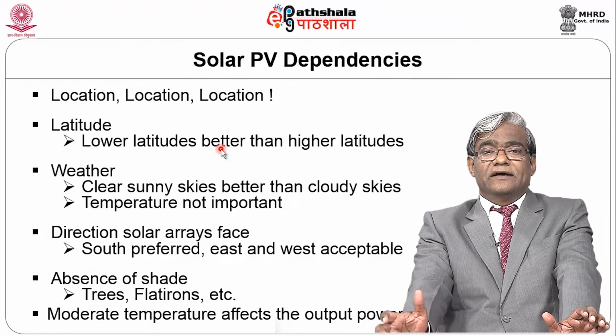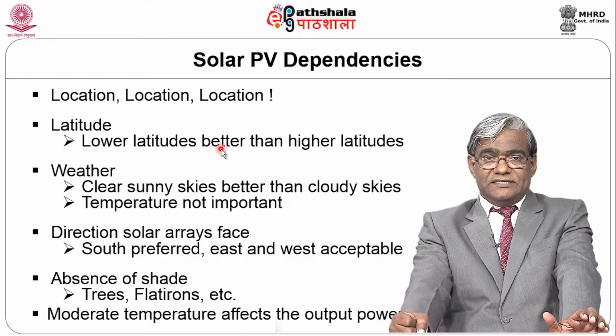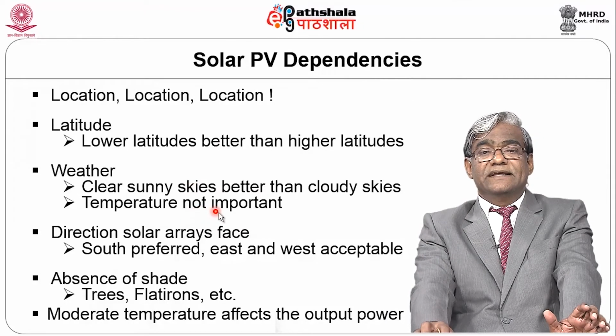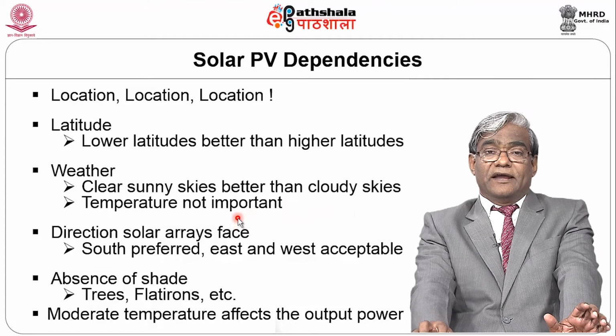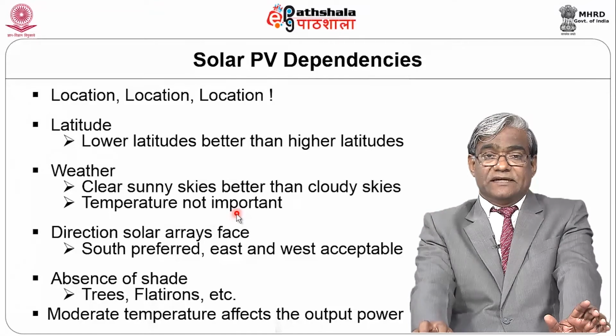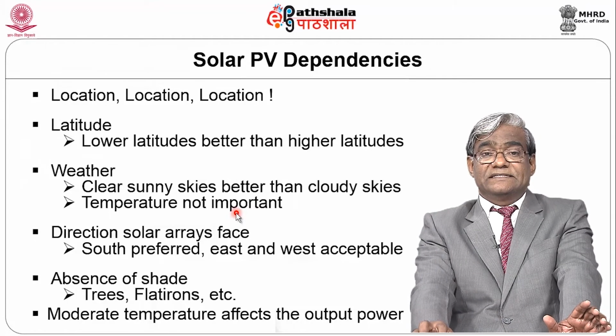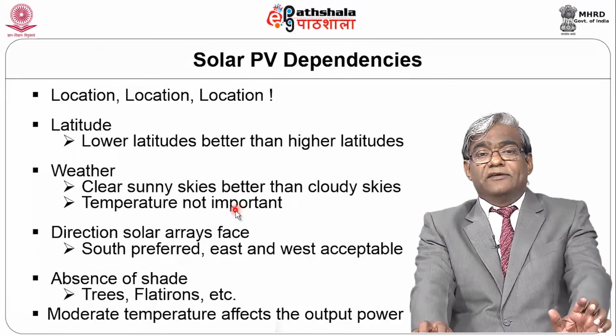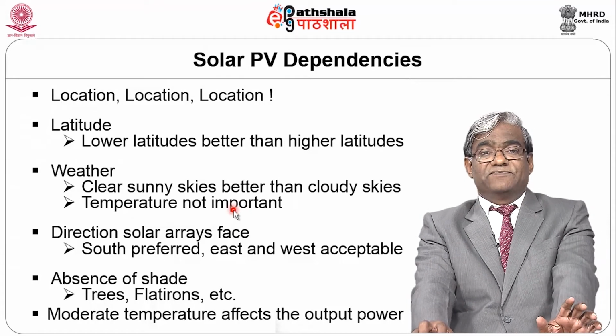So that it gets solar energy in the maximum time of the day, and the weather, the clear sunny skies better than the cloudy skies. Temperature is not important here, and the temperature is needed for heat application, that is solar thermal applications, and there the heat energy is utilized. In the solar photovoltaic application, it accepts only the radiation, not the heat. Heat is not at all important, and if the intensity of the radiation is quite good, it is fine.